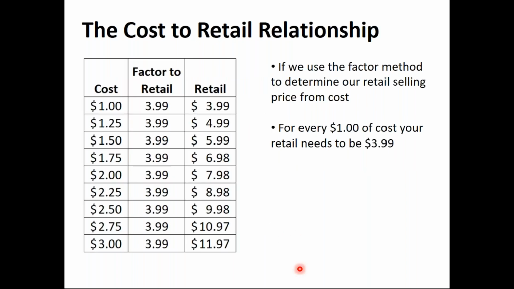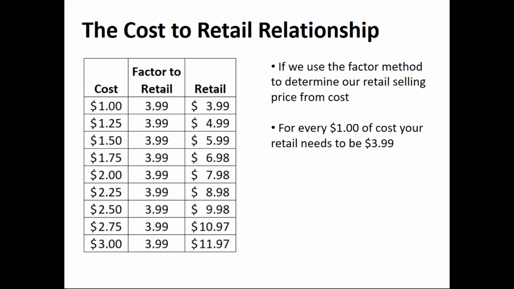So just in terms of revisiting those factors we talked about, there's a cost to retail relationship. So for every dollar of cost of goods, it's all those things we just went through, times the retail factor that the consumer is going to pay, here's what your retail looks like. So if your cost was $2, your retail should land around $7.98, $7.99.